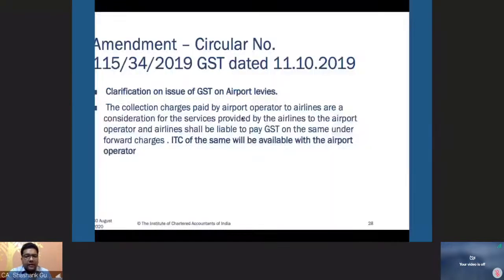Sneha is asking, such securities are not covered within the scope of GST, then why is it taxable under reverse charge mechanism? So Sneha, if you closely see, now you've asked an important question.